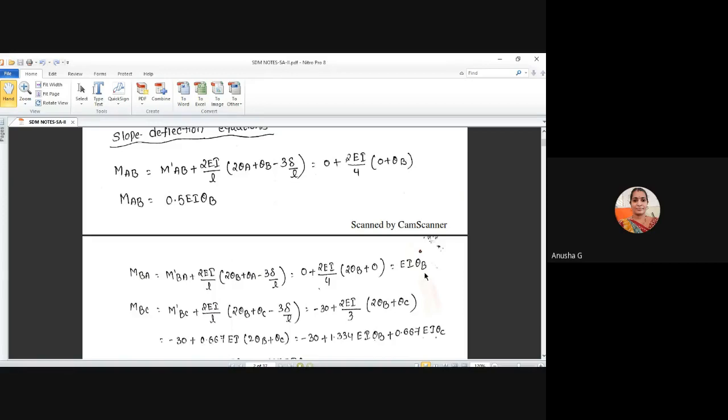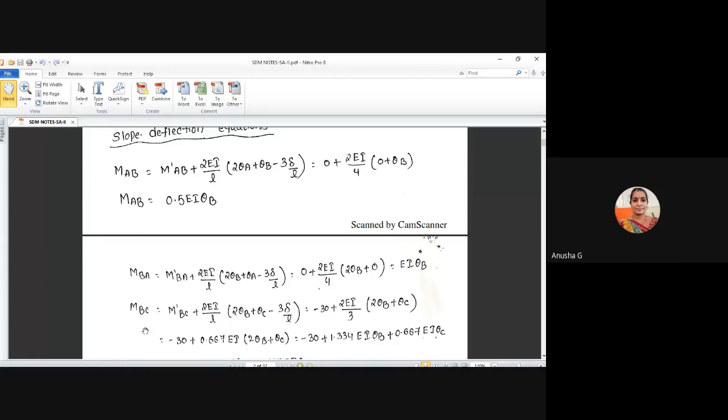Then you have to calculate MBC. For MBC, same, MFBC or M dash BC, that is your wish. You write MFBC plus 2EI by L into 2 theta B plus theta C minus 3 delta by L. Here also there is no delta, but there will be both theta B and theta C, because there will be some slope observed at both joints B and C. Theta A and theta D are fixed, so both are zero.